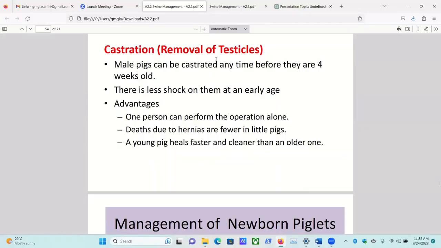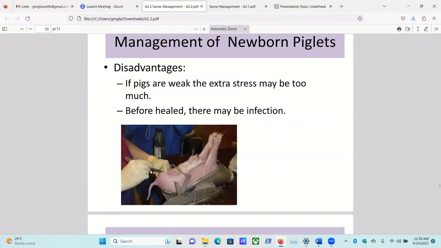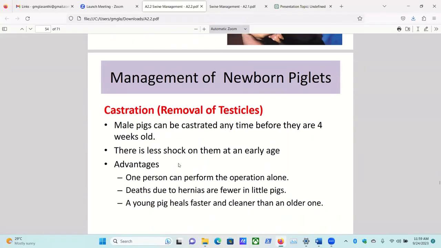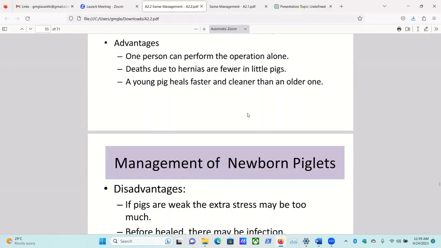So the next management practice is castration. This is how castration takes place. That means simply castration is the removal of the testicles. It should be done to the male animals before 4 weeks old, otherwise the pain will not be borne by the animal. At the initial stage, the shock is reduced. So it is better to practice these things at the initial stage.